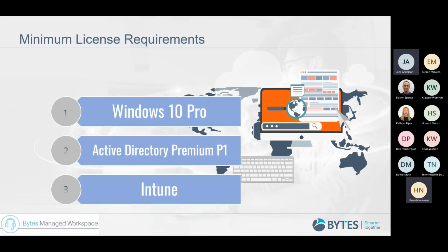A lot of customers ask us what the licensing criteria is. Well, the service is suitable for those that are on the Microsoft Business Premium, Microsoft 365 E3 and E5 SKUs. The higher the SKU that you're on, the more that we can roll out to your devices. But when we're considering the minimum licensing requirement, as displayed on the screen, it's Windows 10 Pro, Azure Active Directory P1, and Intune. Your account manager at Bytes can work with you to work out the most cost-effective way to license your workforce if you're interested in BMW.